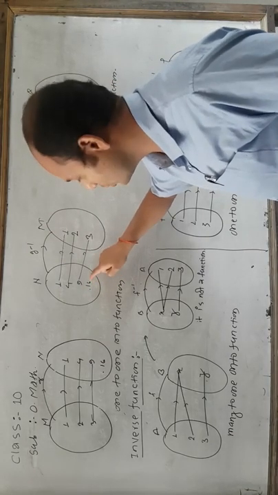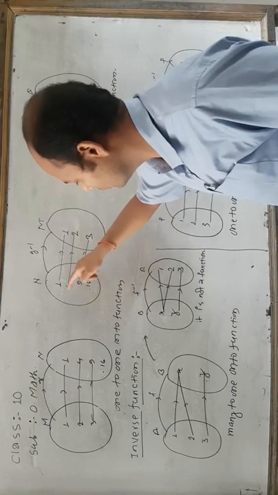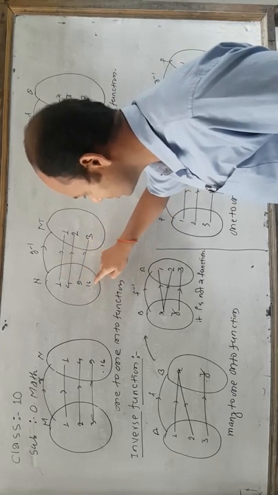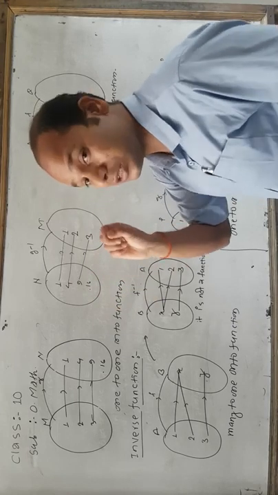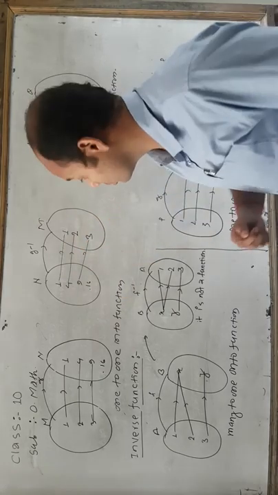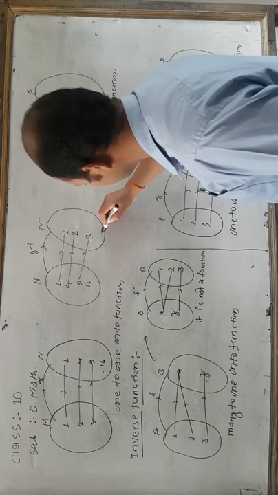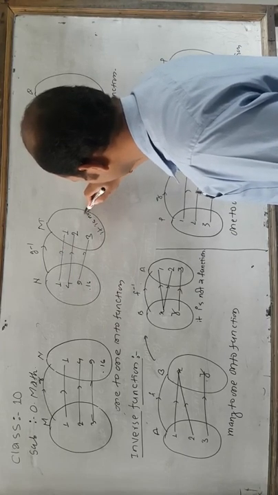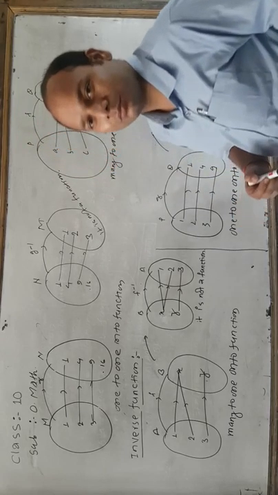You know the definition. When one element of the first set is left without an image, then it is not a function. Because the definition says each and every element of the first set maps with a unique element of the second set, but one element is left here, so it is not a function.